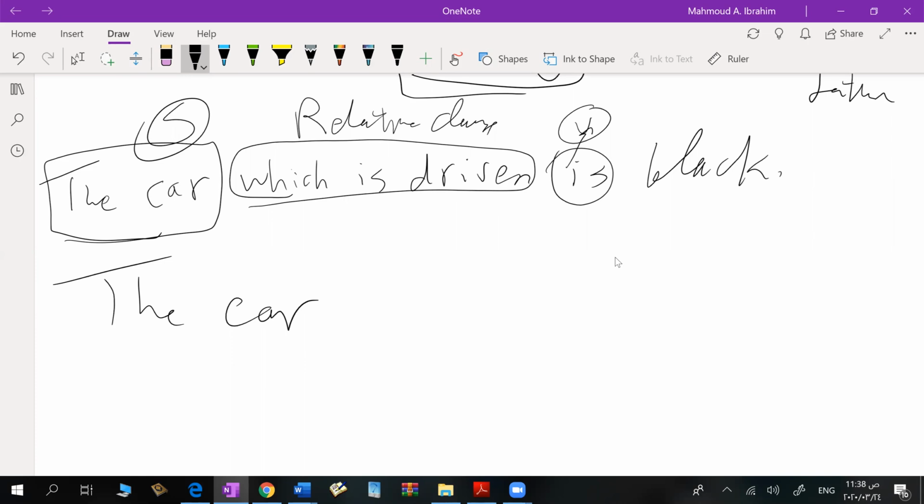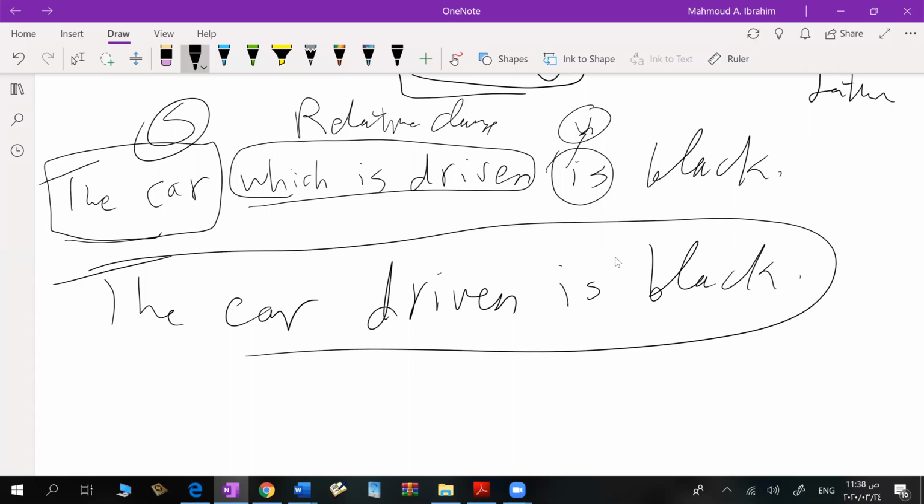Now we can reduce this structure into the car driven. The car being driven? Being is not needed here, because this is simple present. I will give you a sentence with being, because I know that being has caused some trouble. The car driven is black. This is simple present, and this is how the passive is formed with simple present: is and the past participle.